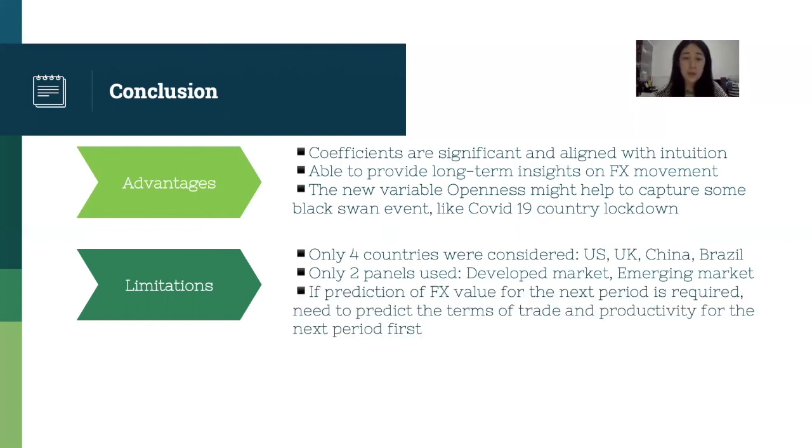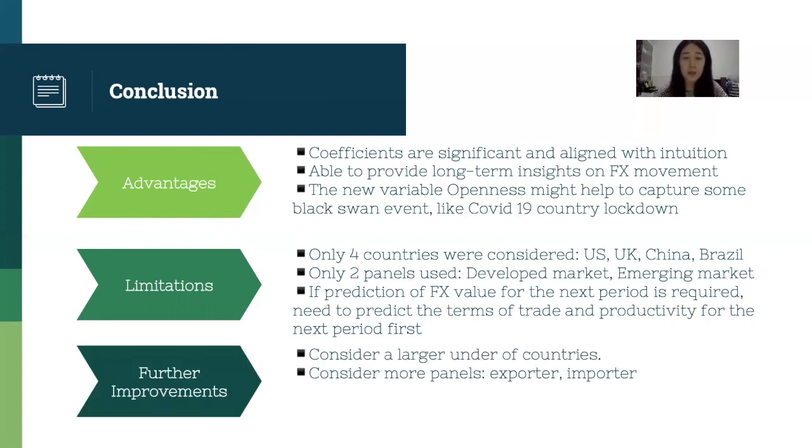Another thing to mention is that if prediction of FX value for the next period is required, we need to predict the terms of trade and productivity for the next period first, given that the values of these 2 variables are not in lag terms. The bright side of this is that compared to the traditional FX value prediction models, predicting terms of trade and productivity is relatively easier and more accurate.